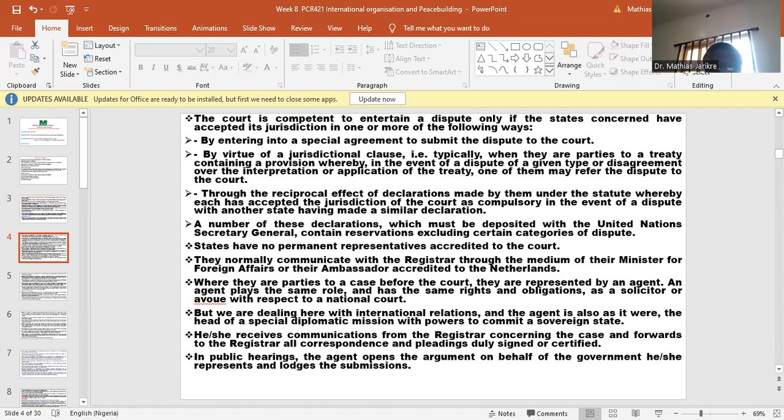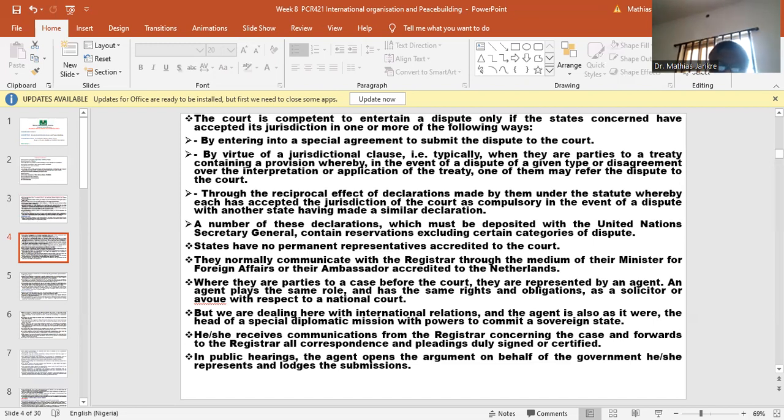Through the reciprocal effects of declarations made by them under the statutes, each has accepted the jurisdiction of the court as compulsory in the event of a dispute with another state having made a similar declaration. A number of these declarations, which must be deposited with the United Nations Secretary General, contain reservations excluding certain categories of dispute. States have no permanent representative accredited to the court.